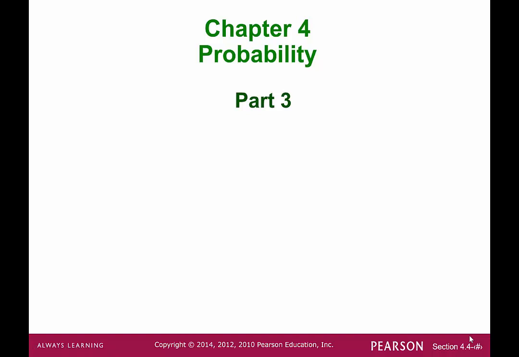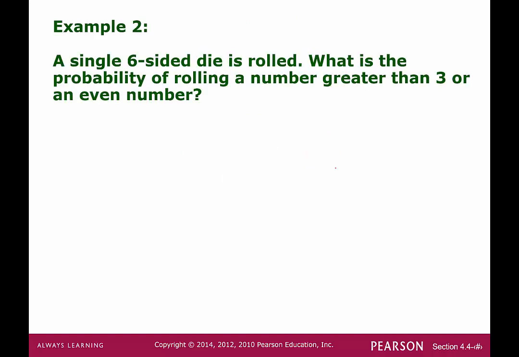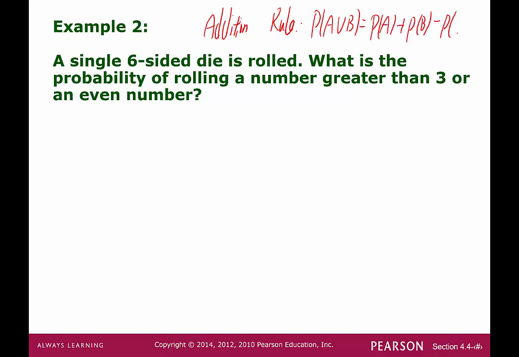Let's continue our chapter for probability. I'm going to concentrate on the multiplication rule. We talked about the addition rule last time. So first of all, let's review a little bit on the addition rule. The addition rule is: probability of A union B equals probability of A plus probability of B minus probability of A intersect B.